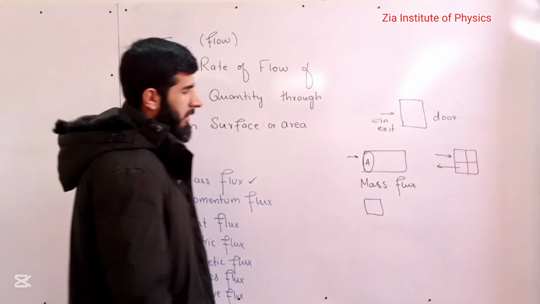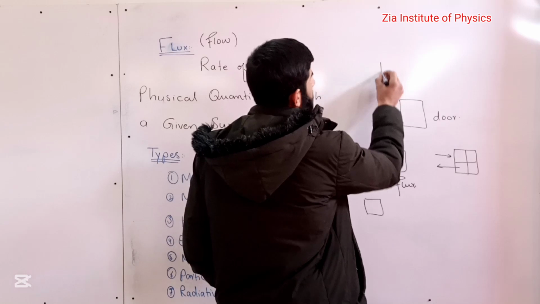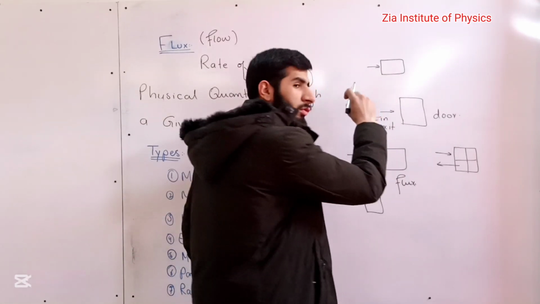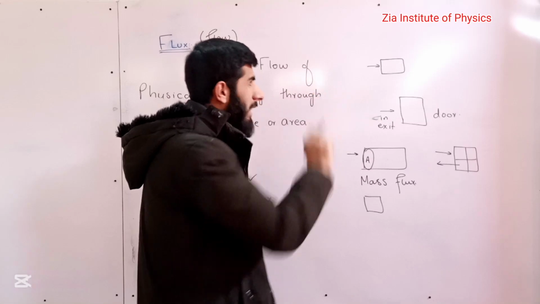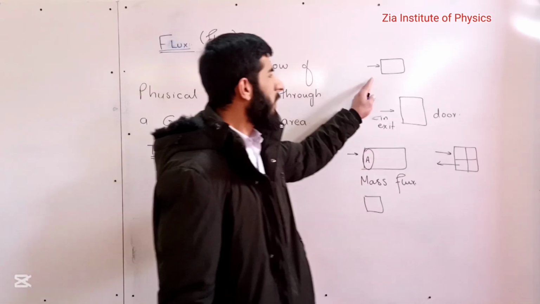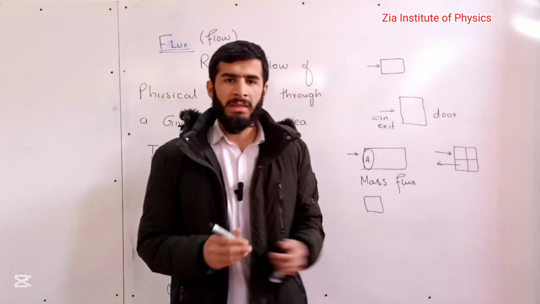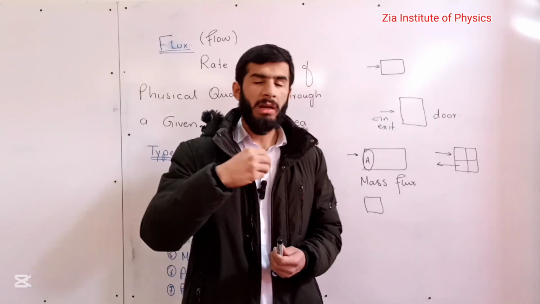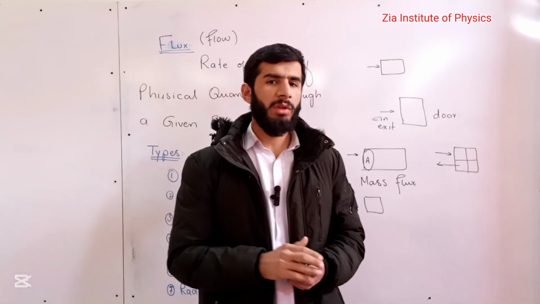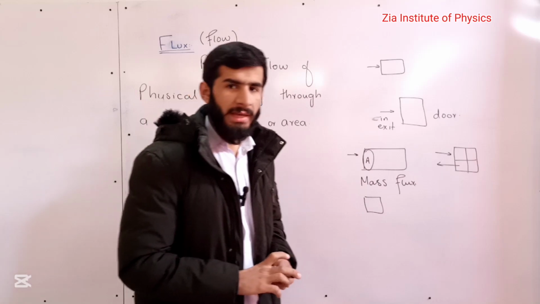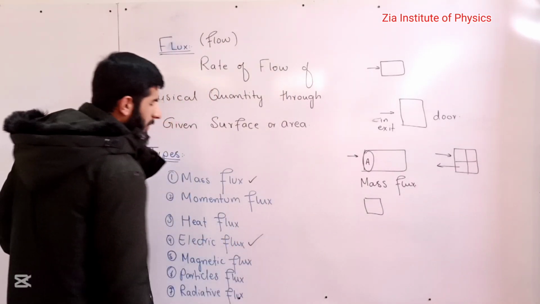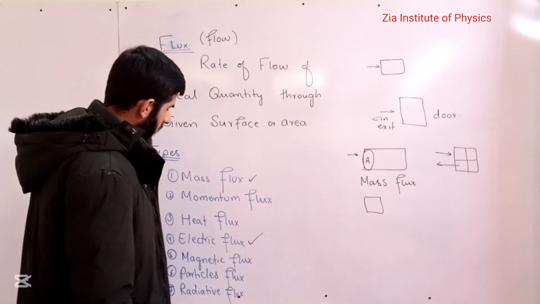Heat flux. For example, this is a conducting surface and heat flows through or across this surface. This will be known as heat flux. Or for example, when heat flows inside the room or goes outside of the room, this flow will be known as heat flux. Electric flux is something specifically used in physics.